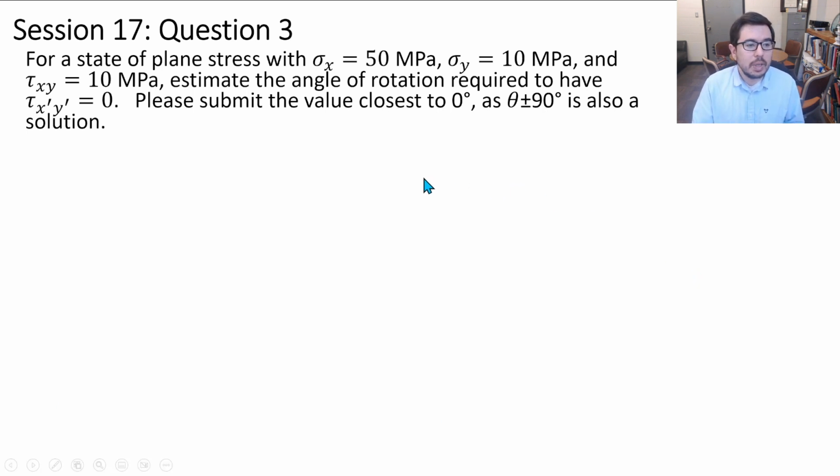So the question here is, if you have a state of stress, I would like you to use these relationships to estimate the angle of rotation required to have tau x prime y prime equal to 0, and then submit the value closest to 0 degrees. As theta plus or minus 90 degrees is also a solution, just pick the one that's closest to 0 degrees.